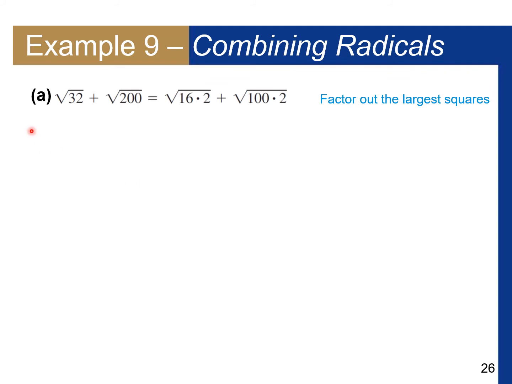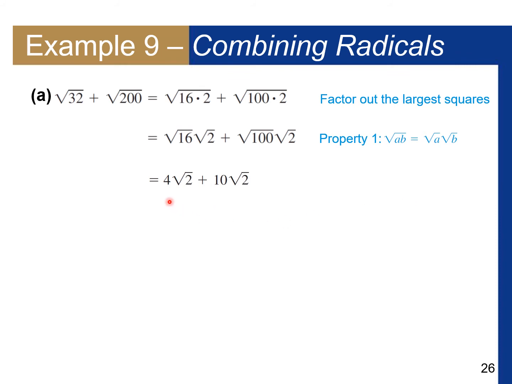Okay, combining radicals. When you combine radicals, they have to have the same base. So here, obviously, this is 32. This is 200. They are not the same. However, if I break this 32 down to 16 times 2, I will get 4 square roots of 2. And if I break this down to 100 times 2, I will get 10 square roots of 2.